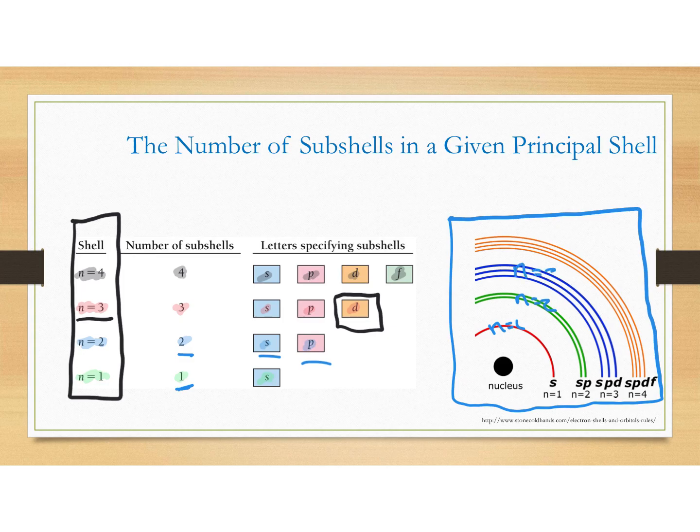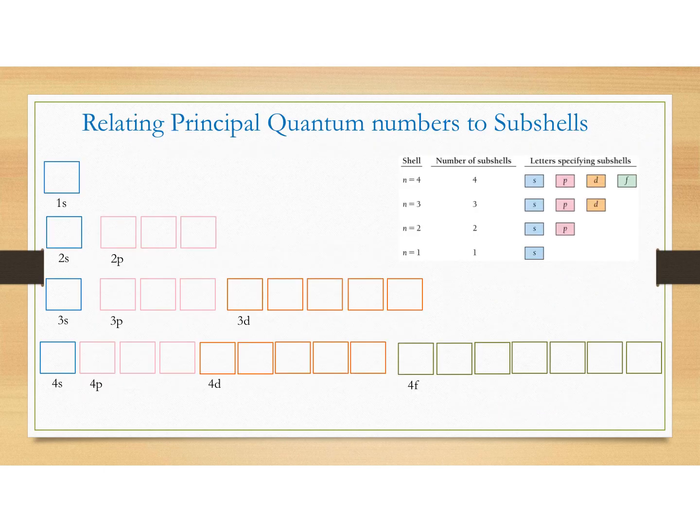In n equals 3, how many subshells do I have? I have 3 subshells: the s, the p, and the d. And in n equals 4, I have 4 subshells: the s, the p, the d, and the f. Now I know you're probably asking, what does all this mean? We're going to get to it when we talk about electron configurations and so forth. So we're going to be relating principal quantum numbers to their particular subshells.